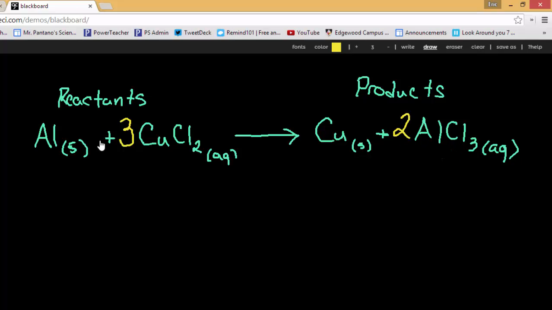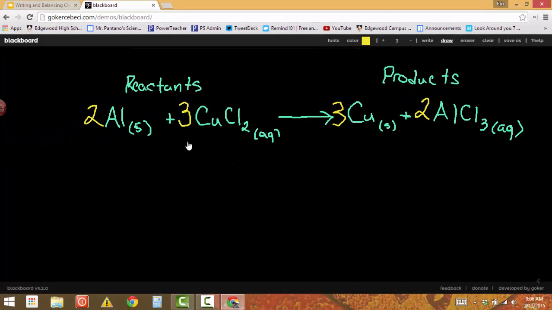Now the problem is my chlorines are fine now, but now I've messed up my copper and my aluminum, so I have to fix those. I now have 3 copper atoms on this side, so I'm going to need to put a 3 in front of the copper there. And I now have 2 aluminum atoms on the product side. I'm going to have to put a 2 here. Are these in lowest whole number ratio? Yes, they are. 2 to 3 to 3 to 2. I cannot reduce it anymore. So this is now a balanced chemical equation.